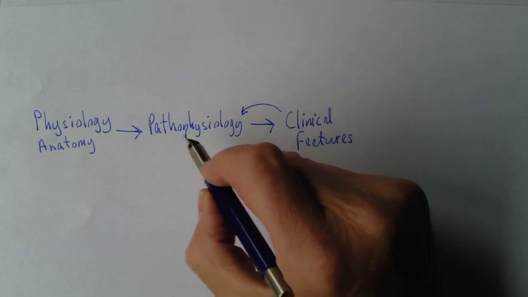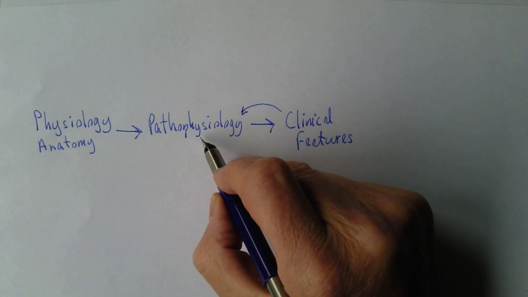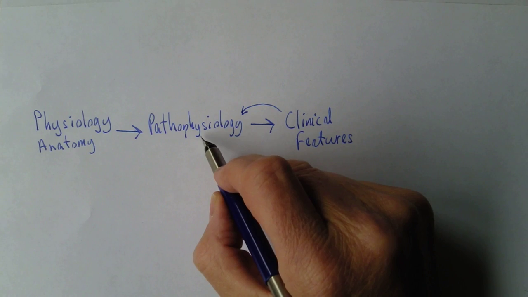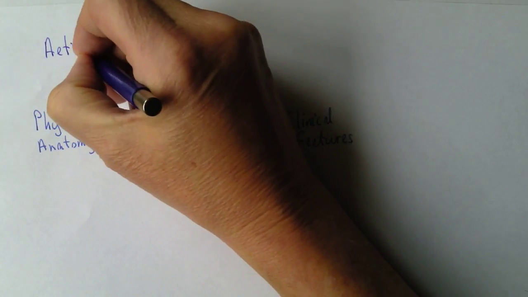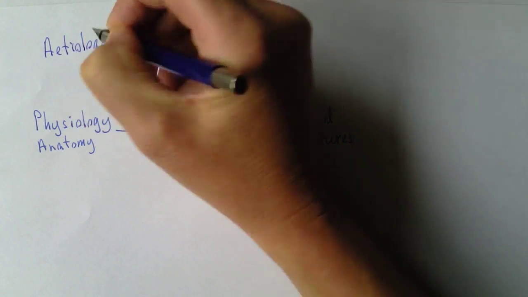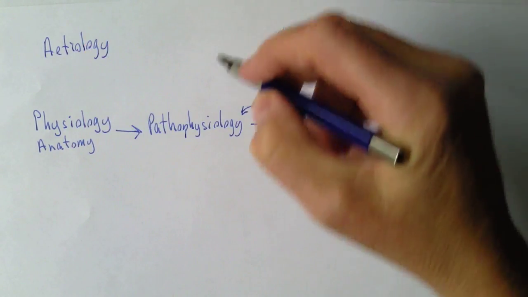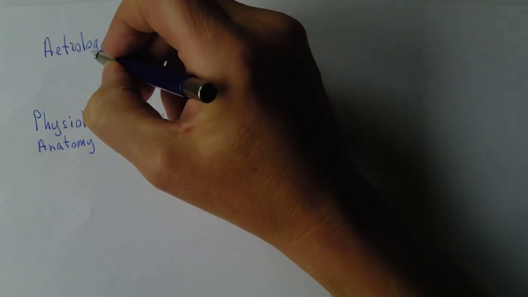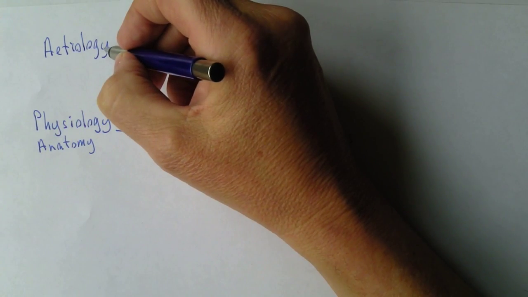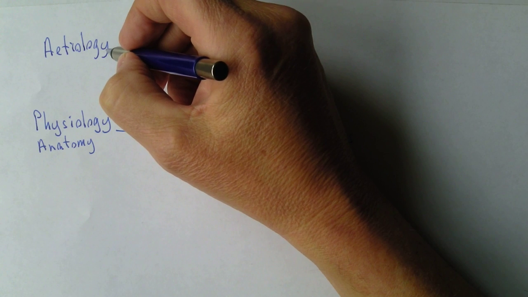But why does physiology change into pathophysiology in the first place? Well, the answer to this is etiology. And if you're watching in the US, you don't put an A in front of it. In the UK, we do. But etiology is that which causes. Etiology is the study of causality.